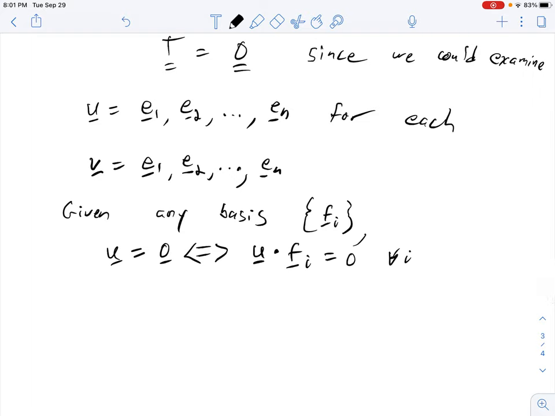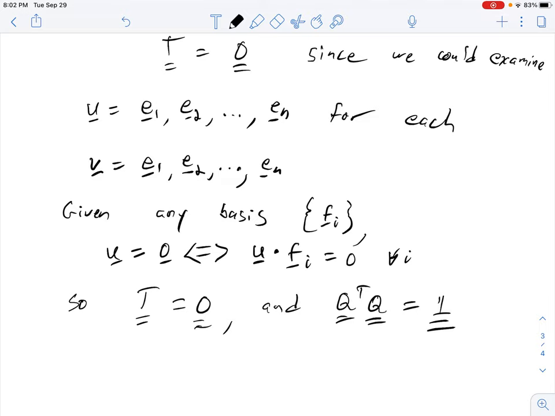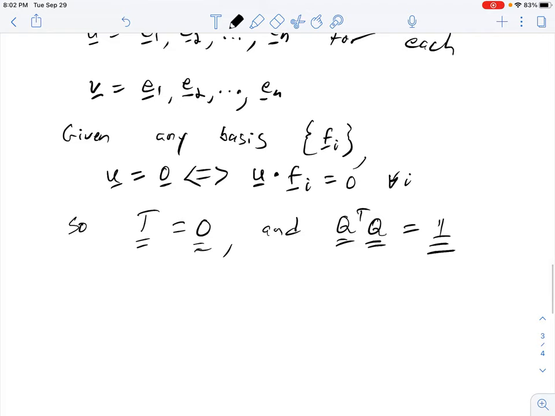So that means Q transpose Q is equal to the identity. Well, by the definition of the inverse, that means Q inverse is equal to Q transpose.